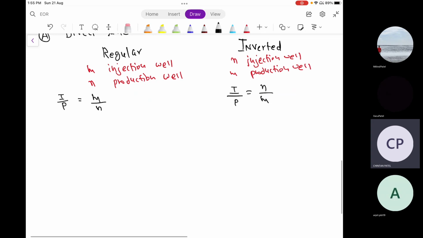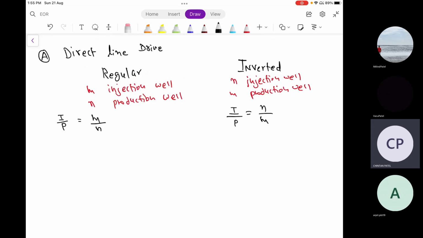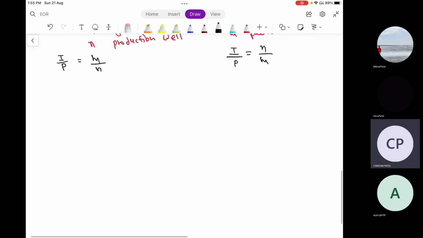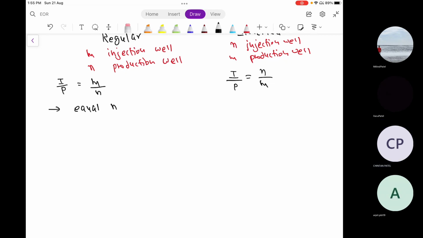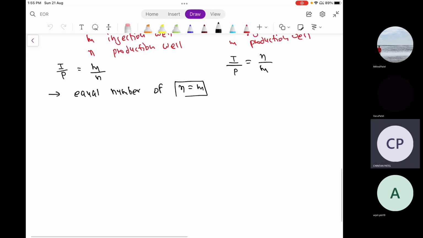So what is direct line drive, or direct line flooding pattern? In this case, we have an equal number of injection wells as well as production wells, all arranged in such a way. It's a pattern where we have alternating injection rows and production rows. Let's say this is my injection line, then the next line will be my production well line, something like this, and this will continue.